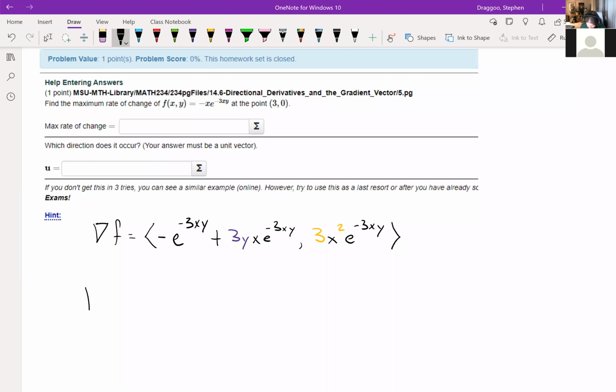Up next, I just have to plug in some numbers to my gradient. I'm at the point 3, 0, so I'll plug each of those in. And what do we get? Fortunately, plugging in 0 for y means that the exponent on each of these three pieces is going to be 0, and e to the 0 is 1. So I'm going to get negative 1 plus 0. And on the other side, 3x squared. So 3 times 3 squared is 27. So if I just clean that up, negative 1, 27.